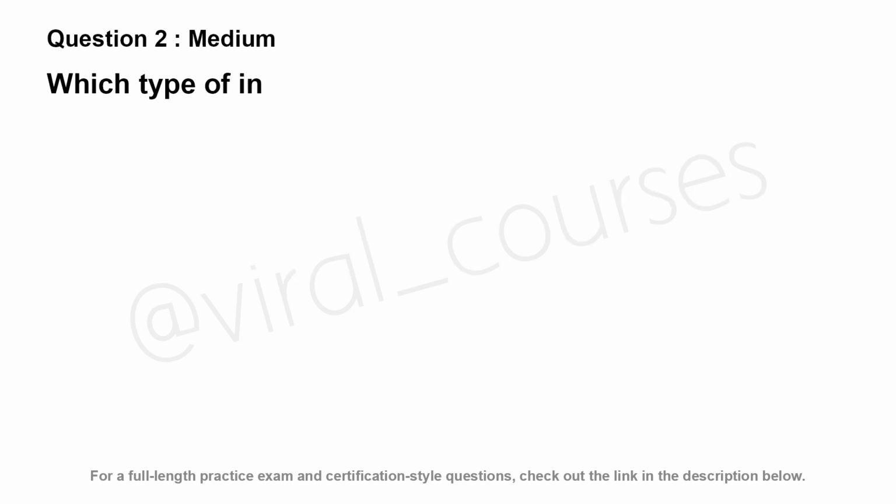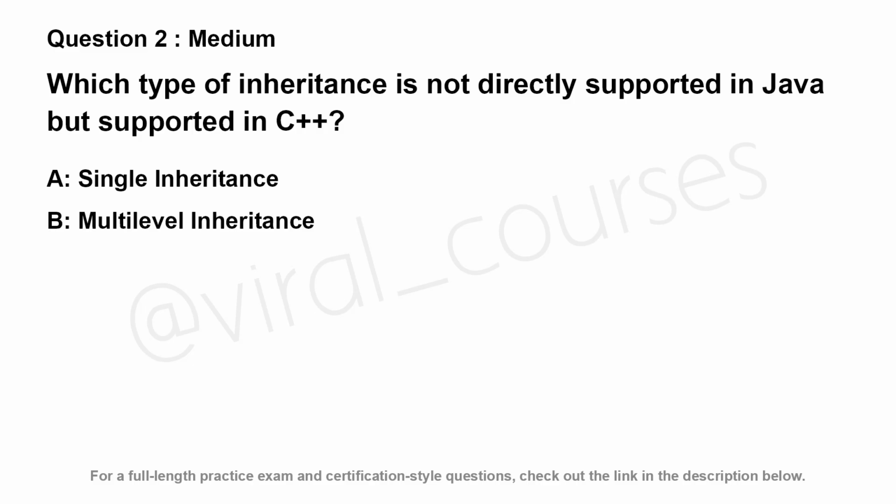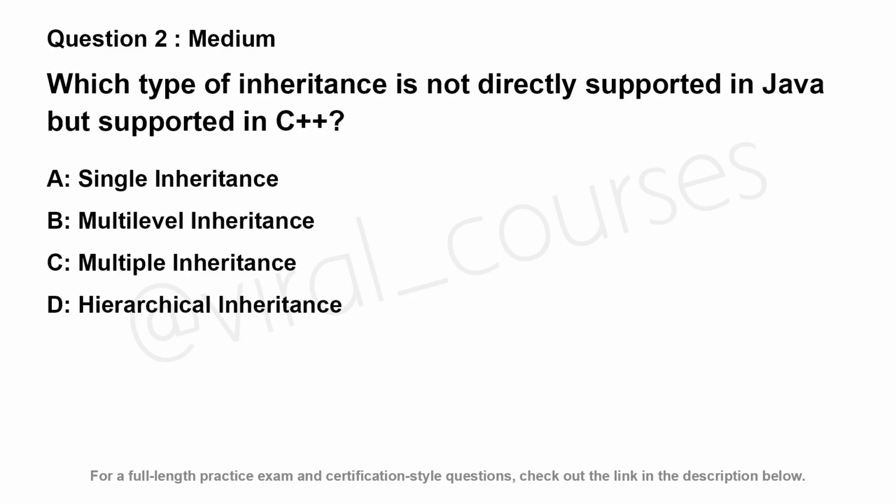Which type of inheritance is not directly supported in Java but supported in C++? Option A, single inheritance. Option B, multi-level inheritance. Option C, multiple inheritance. Option D, hierarchical inheritance.